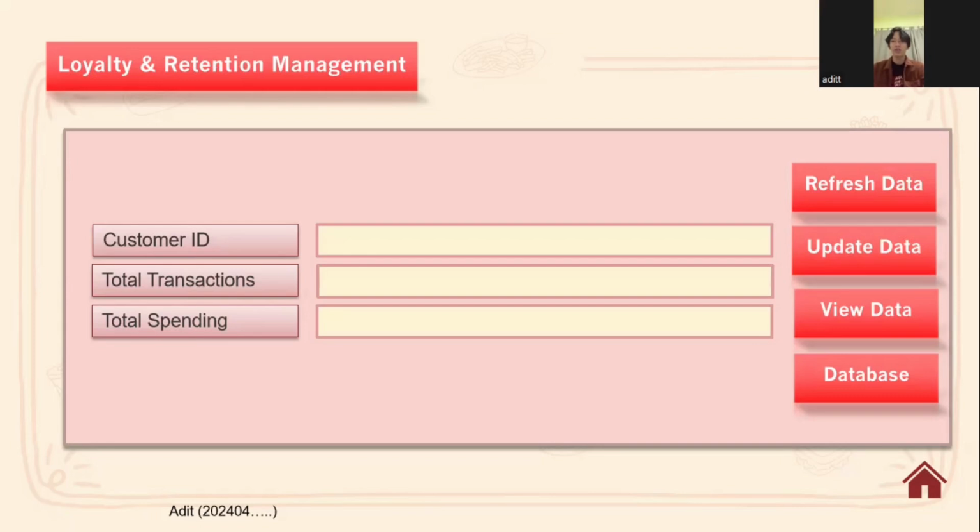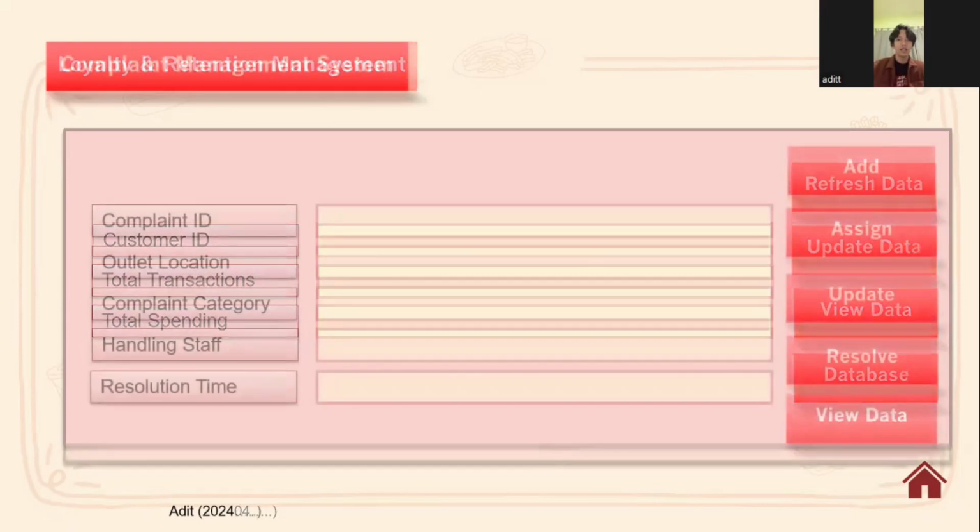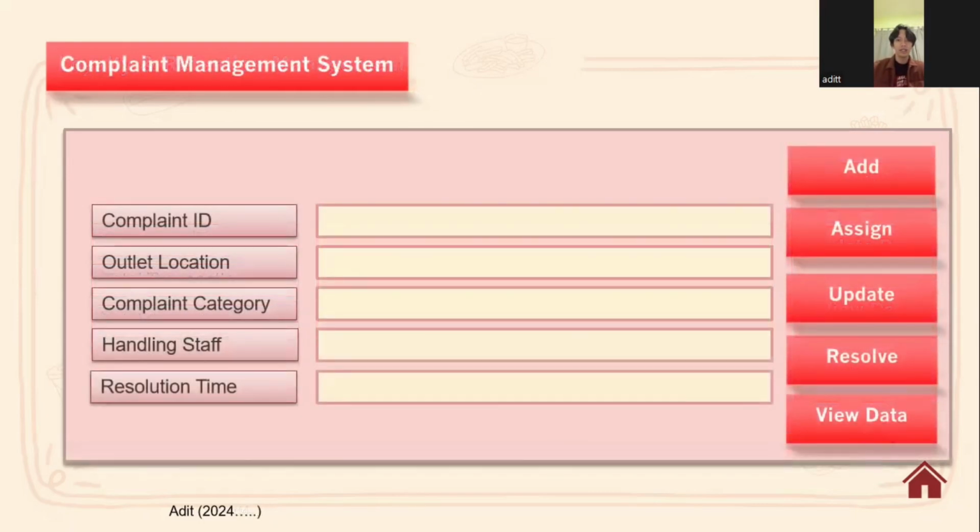Next, we have the database. The complaint management system records customer complaints by outlet location, category, handling staff, and resolution time. This helps management monitor complaint status, improve service quality, and reduce resolution time.